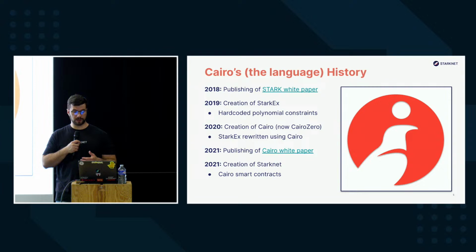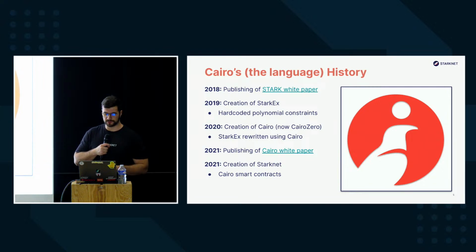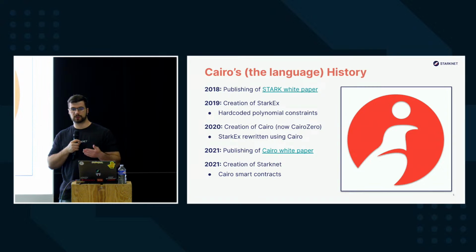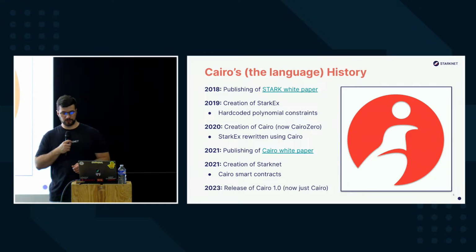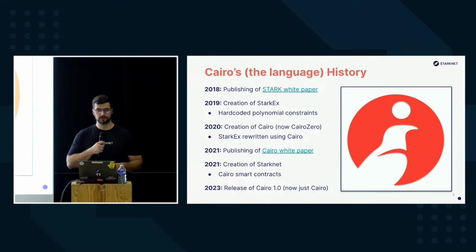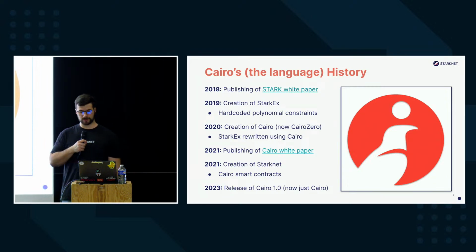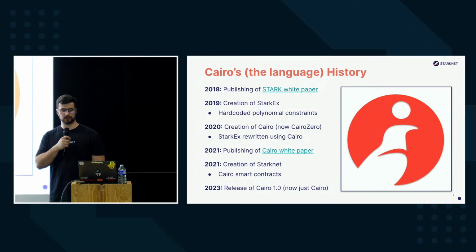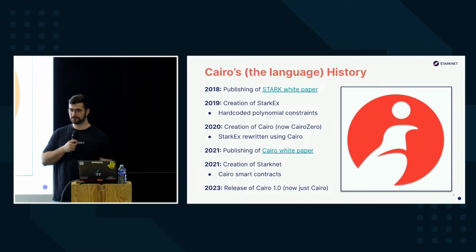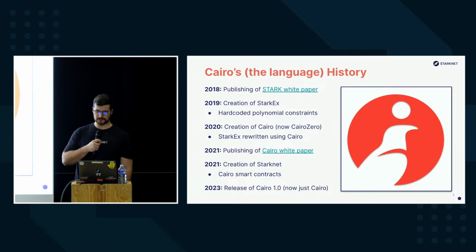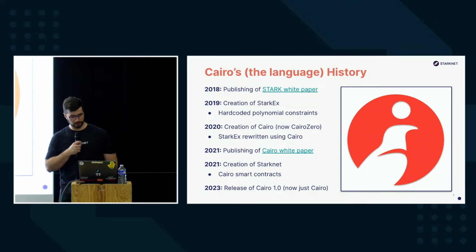And shortly after that, in the same year, we have the creation of the Starknet network, which basically allows you to create smart contracts and deploy them on Starknet with the help of Cairo. And finally, in 2023, we have the release of the new version of Cairo, Cairo 1.0. This is the Rust-based syntax, and we just now refer to it as Cairo. So a lot of things happen, but this technology is relatively new. It started 6 years ago, and we've come a long way so far.